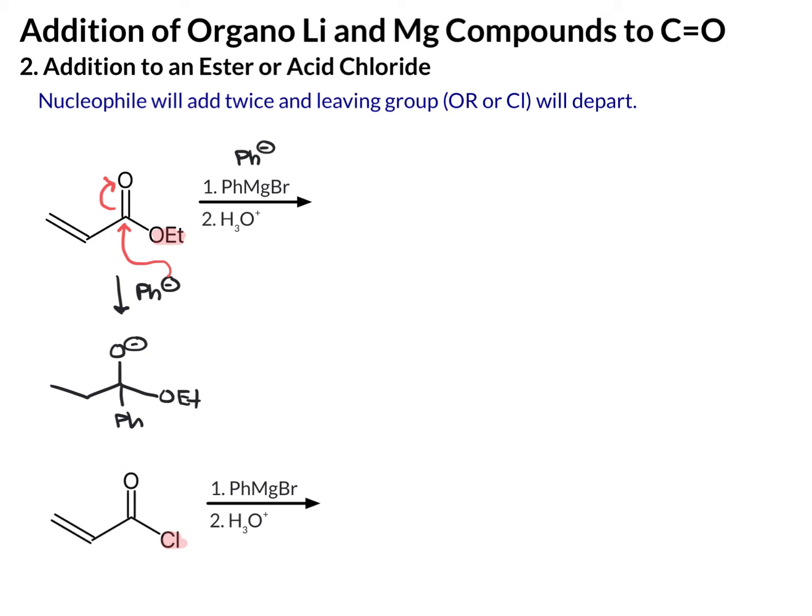All right, now we're at our tetrahedral intermediate, but we have the OEt group. That is a good leaving group. So what's going to happen next? Those electrons will come back down, and you'll lose OEt minus. All right, so now we have a ketone, and the nucleophilic phenyl minus will add to the ketone.